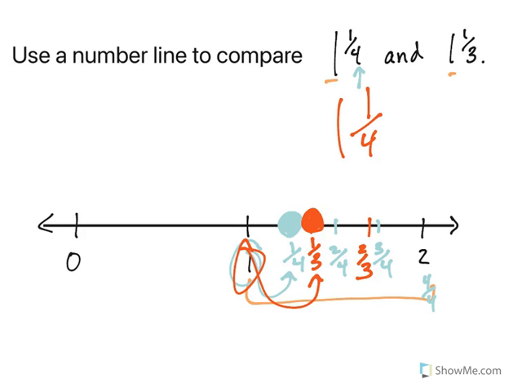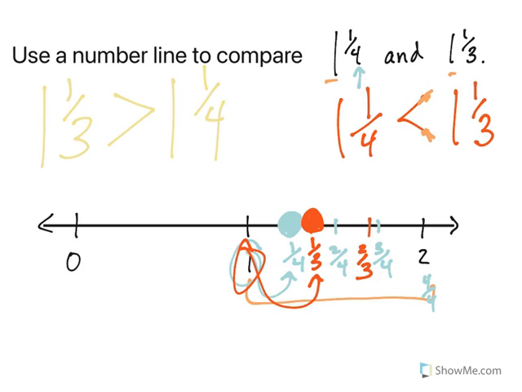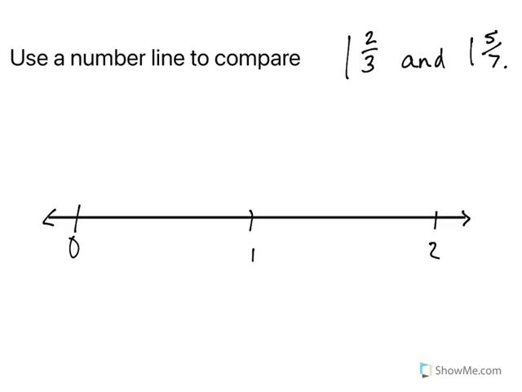So 1 1/4 is less than 1 1/3 because 1/3 is to the right of 1/4. Again, you could also write that as 1 1/3 is greater than 1 1/4. So the key is plotting them on the number line and seeing which one falls further to the right. That is the larger number. Oh, I have another. How exciting.